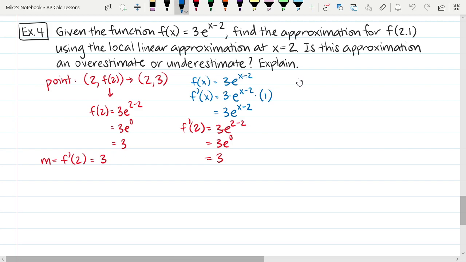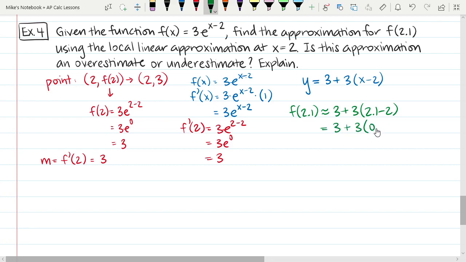Okay, so now our equation for our tangent line, we have y equals, so again it's 3 plus 3 times x minus 2. And now we can approximate f of 2.1 by substituting in. So I've got 3 plus 3 times 2.1 minus 2. That's going to be 3 plus 3 times 0.1. That's 3 plus 0.3, and we get 3.3.